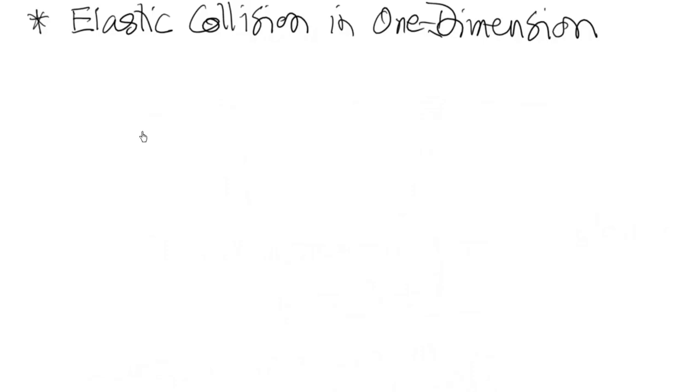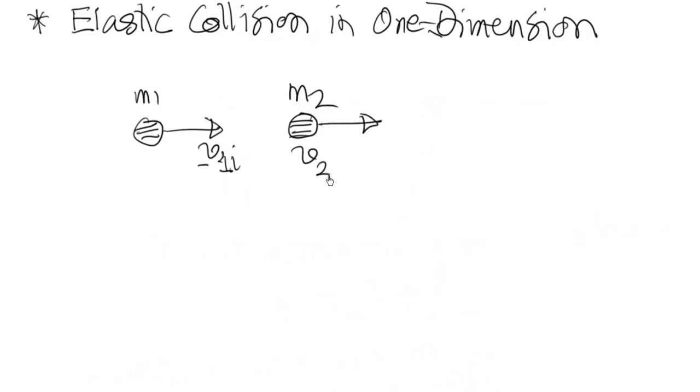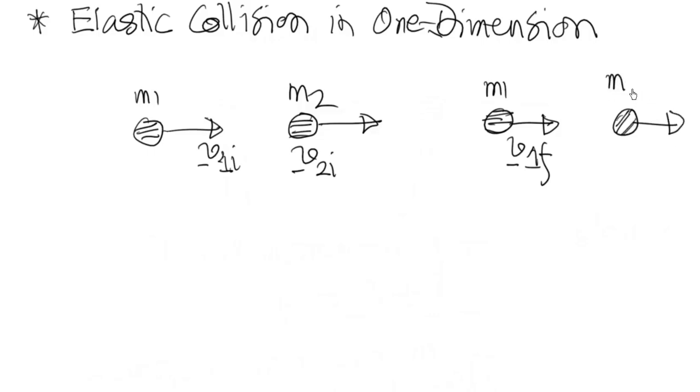Okay, so let us suppose that we have two particles with mass m1, velocity v1I, and another particle of mass m2 and velocity v2I. After collision, particle 1 has velocity v1F, and the particle with mass 2 will have velocity v2F.